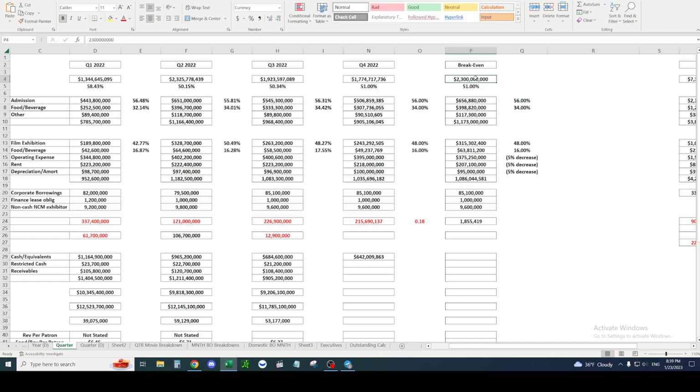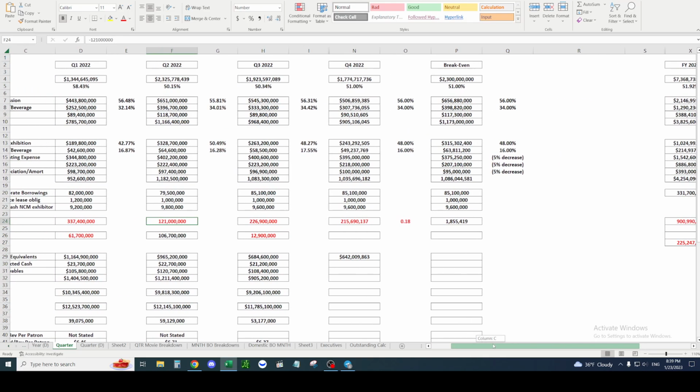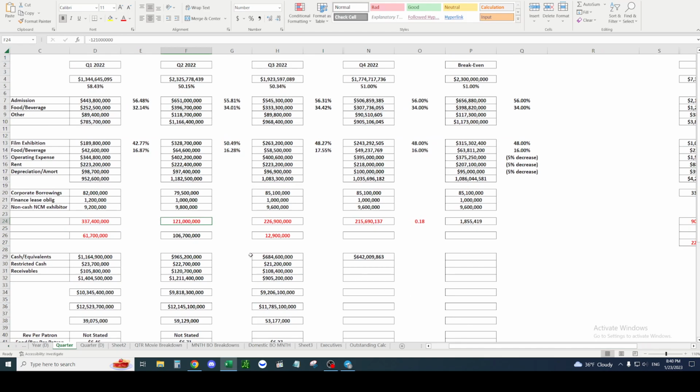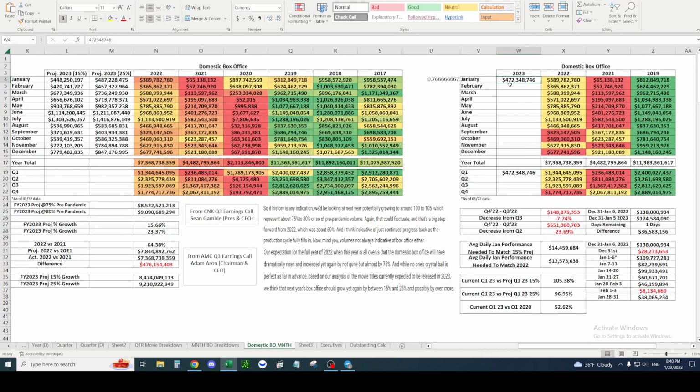But the question becomes, that break-even point says they need to do, when I'm giving generous discounts and considerations, 2.3 billion domestic box office. We know how they did in quarter 2 2022 with 2.3 billion domestic box office. They were still at a net loss of $121 million. So 2.3 billion, divide that by 3 months in a quarter, January, February, March. Each month needs to average $766 million.